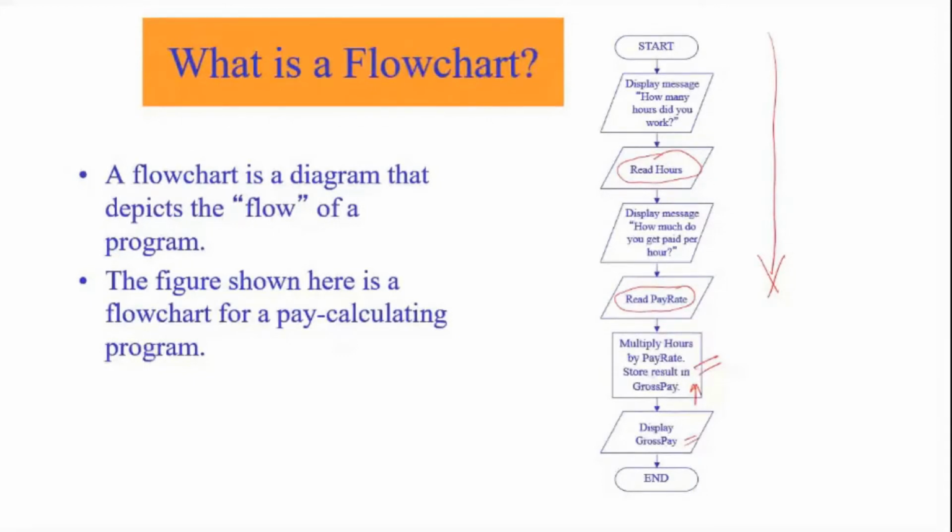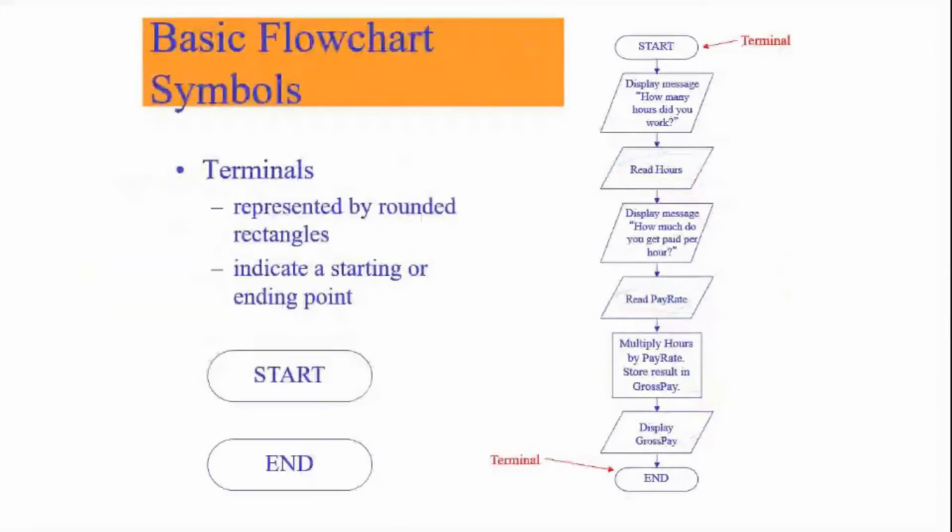Now let's see what the different components of a flowchart are. The basic flowchart symbols are given here: oval shaped boxes, parallelogram shaped boxes, rectangular boxes, and arrows. These are the different symbols or components of a flowchart. The first thing we notice is the start as well as the end. Both have oval shaped boxes. They are known as the terminals. The terminals mean it is starting and it is ending, so these are the start and end terminals of the flowchart.